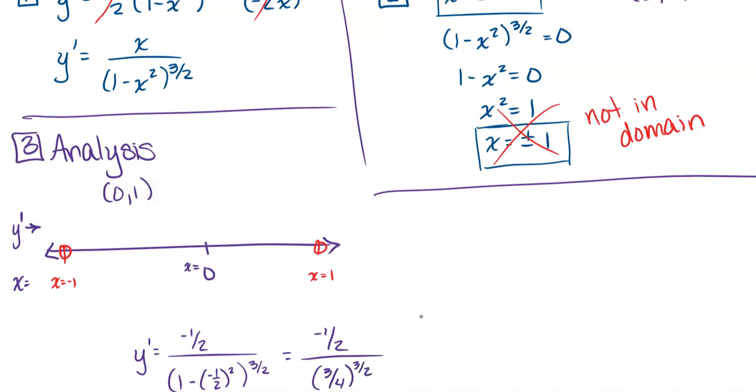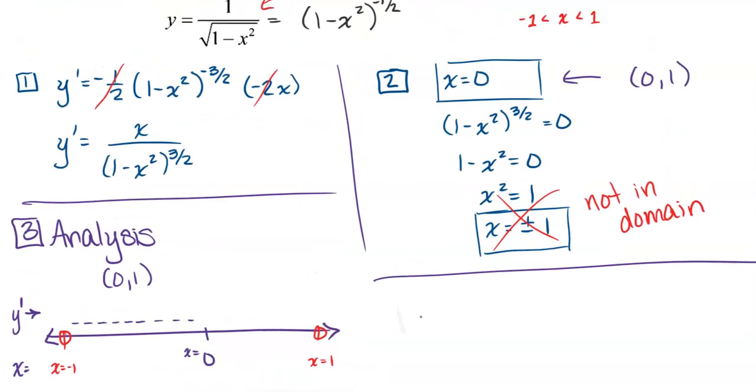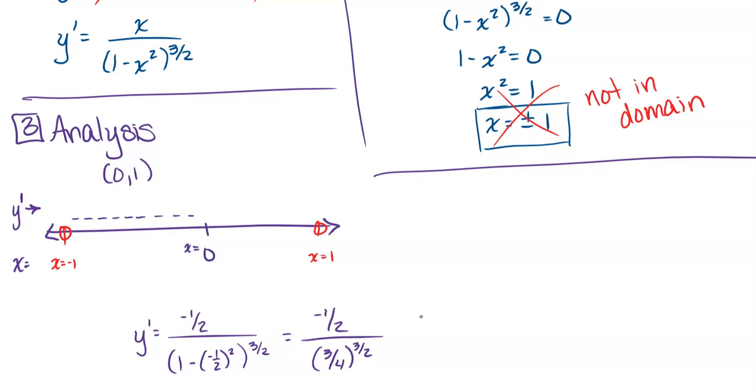And I don't need to know what that is in order to figure out that it's going to be negative, because I have a negative number on the top and I have a positive number on the bottom. So I don't have to go any farther with this. All I'm interested in knowing is that it's negative on that interval. And if it's negative at -1/2, it's going to be negative on the entire interval from -1 to 0, because I know when x equals 0, the derivative equals 0.